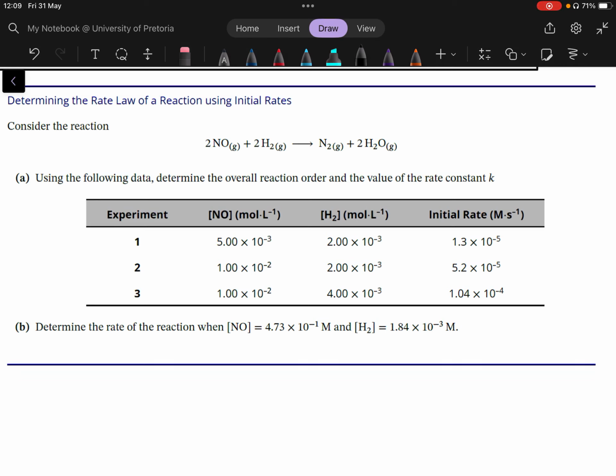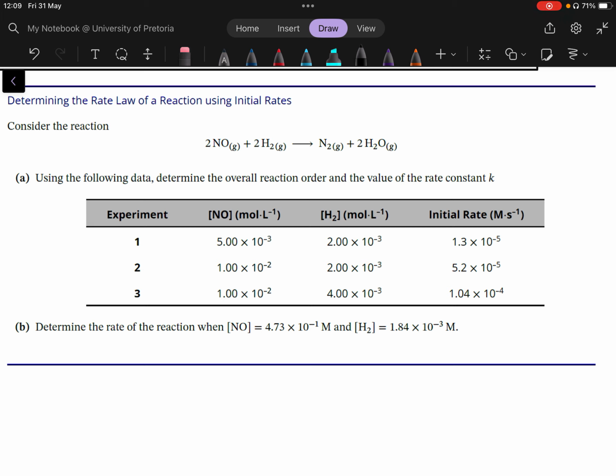Right, so let's look at an example where we want to determine the rate law of a given reaction, and we're going to do that using the method of initial rates. Basically, that means we mix a bunch of reactants, we know the initial concentrations, and we measure the initial rate of that reaction and use those rates to then determine what the dependence of the reaction is on the concentrations of the reactants, which is then by definition the rate law.